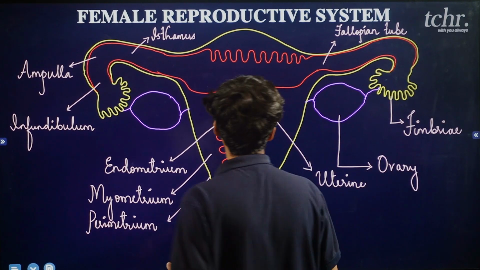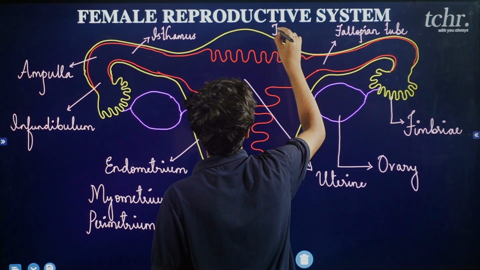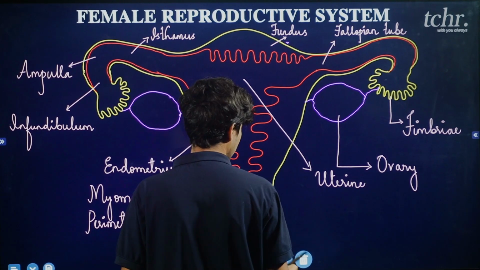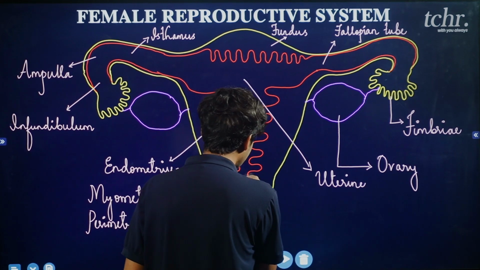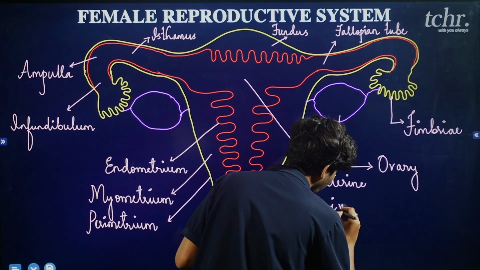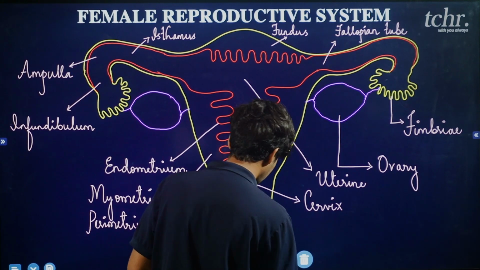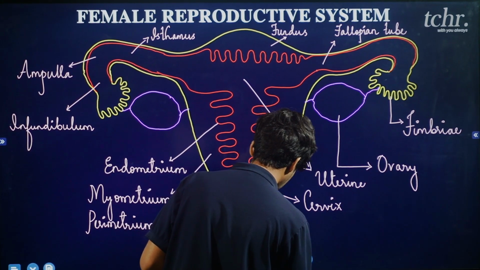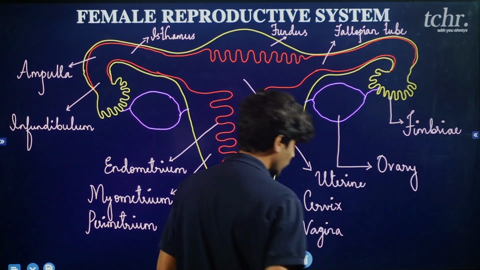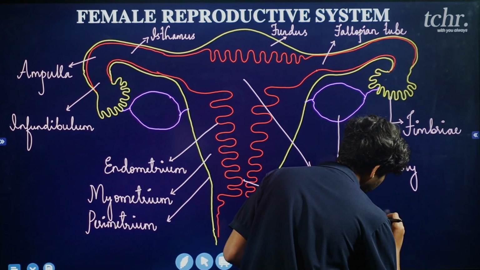And yes, we have covered almost all the labelings. So this is the uterine fundus, and the region beneath the uterus is the cervix, which is also called the cervical canal. And then the end region of the female reproductive system is the vagina. So you should remember that the cervix and the vagina together are referred to as the birth canal.